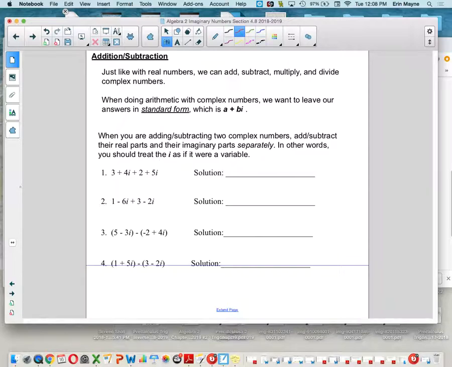So, for example, I can take 3 plus 4i plus 2 plus 5i, and I can put the combination into standard form. i's work like variables, with a few exceptions. But for example, if I have 4i and 5i, how many i's do I have? 9. So I'm going to put the real part first and the imaginary part last. I've got 5 plus 9i. If you're feeling like that's easy, raise your hands. Okay, in your groups, crank out 2 through 4. Go.